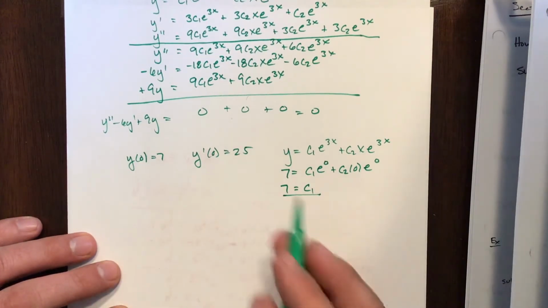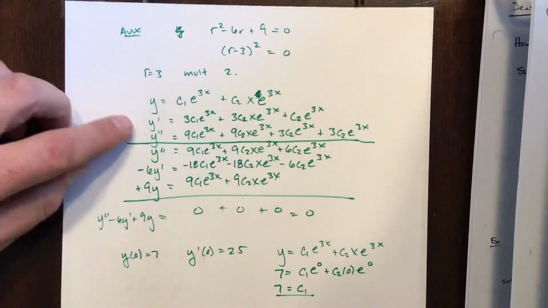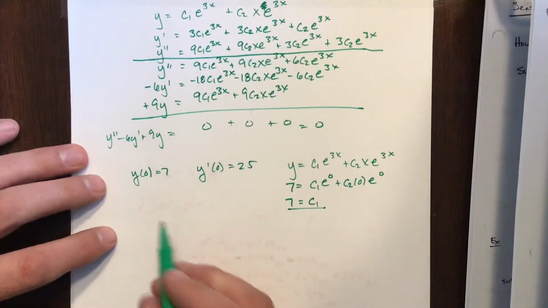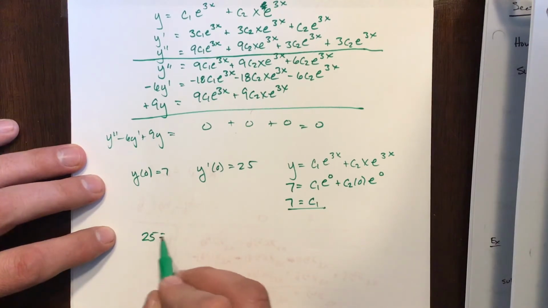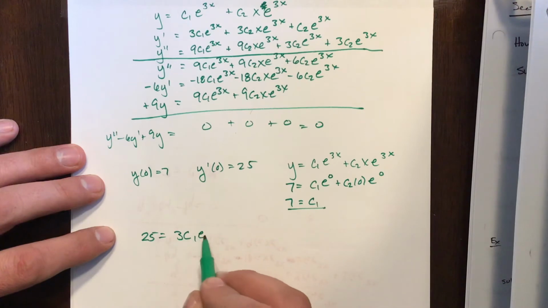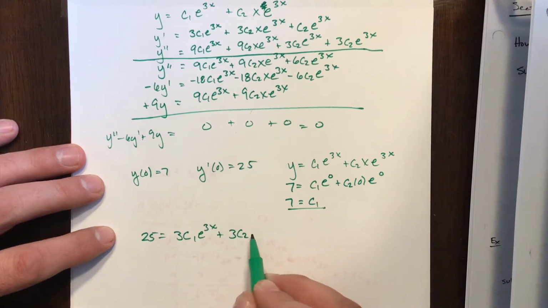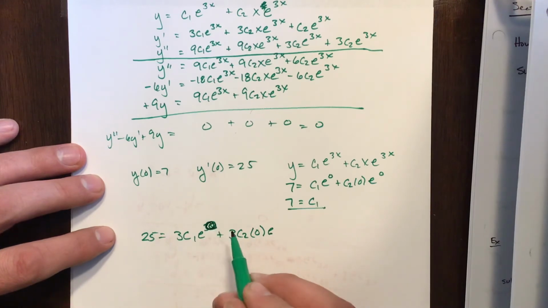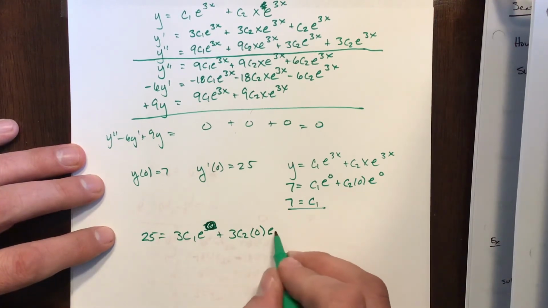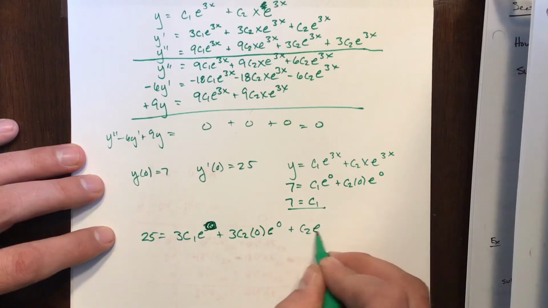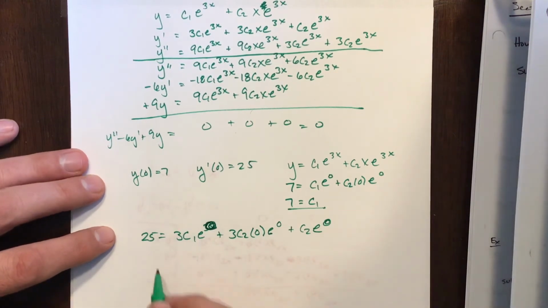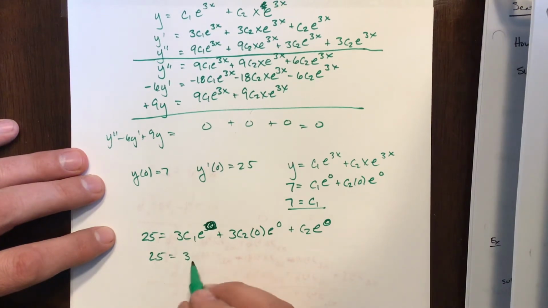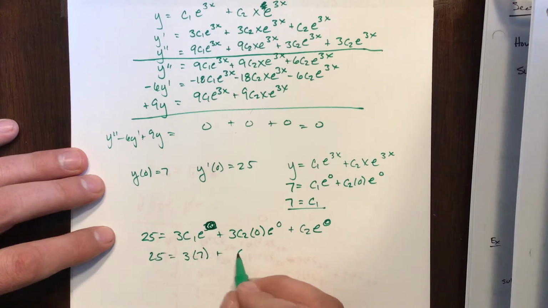Using the fact that y prime of 0 is 25, I go to my equation for y prime, and we say 25 is equal to 3c1 e to the 3x plus 3c2 x e to the 3x plus c2 e to the 3x, and I should be plugging in 0 for x everywhere. So that's e to the 0. 3 times c2 times 0 times e to the 0, plus c2 e to the 0. So we have 25 is equal to 3 times c1. That's 7, plus 0 plus c2. So c2 is equal to 4.